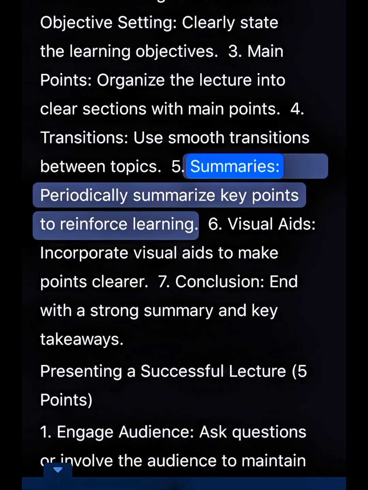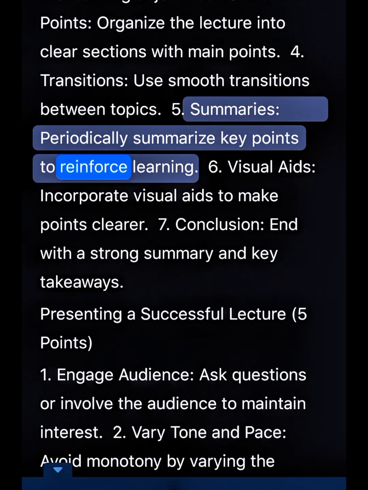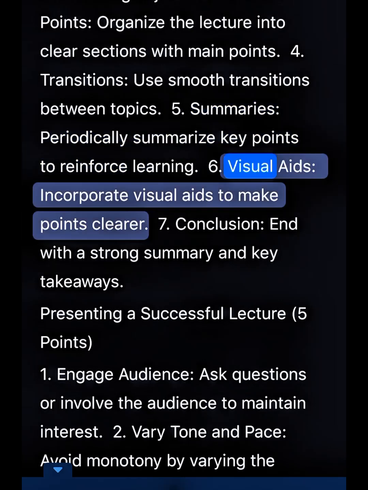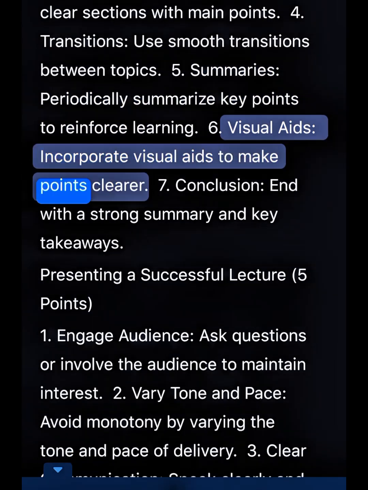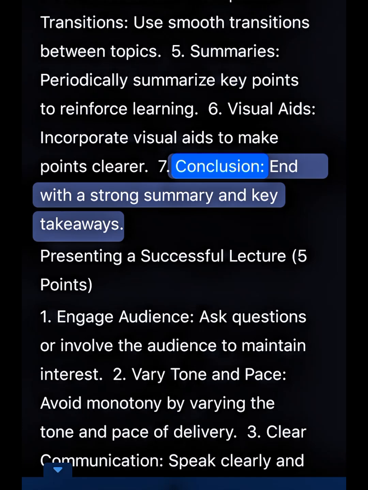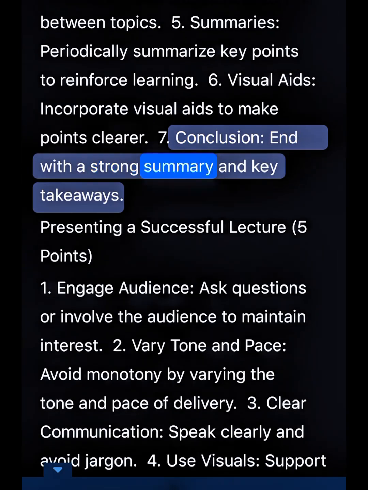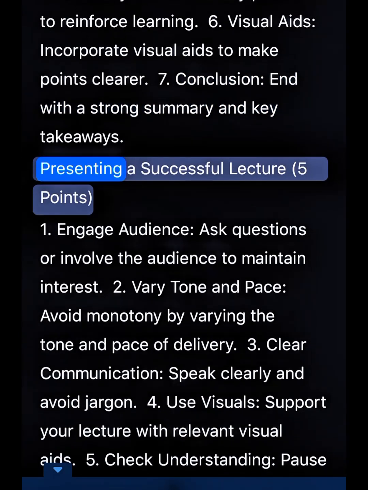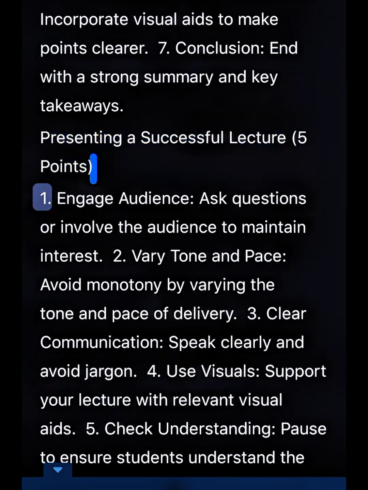5. Summaries. Periodically summarize key points to reinforce learning. 6. Visual aids. Incorporate visual aids to make points clearer. 7. Conclusion. End with a strong summary and key takeaways. Presenting a successful lecture. 5 points.